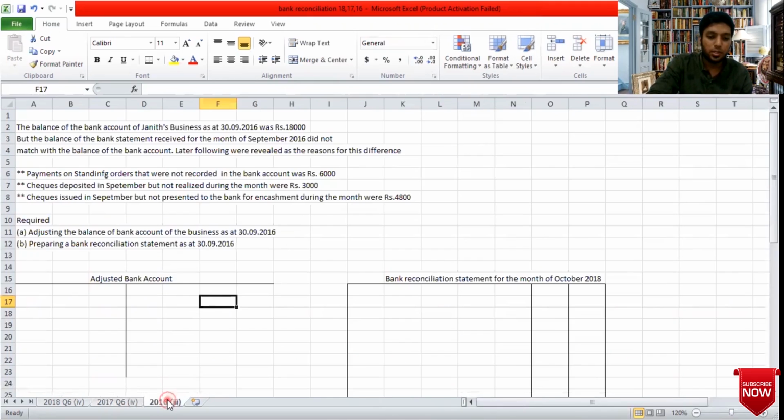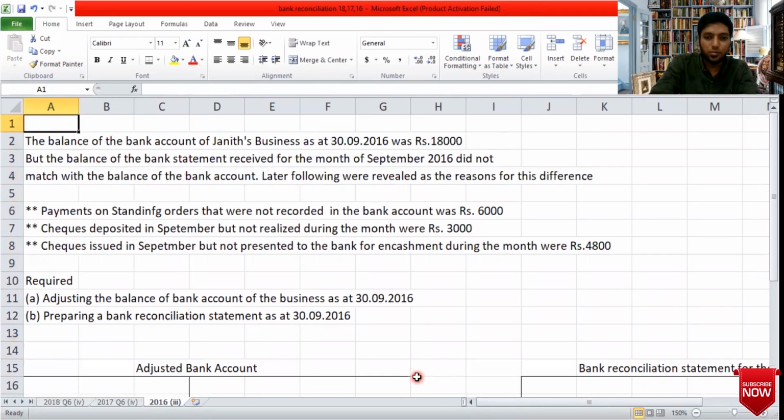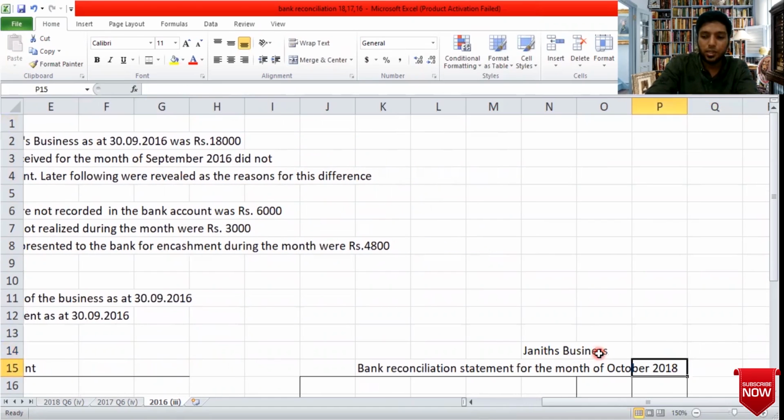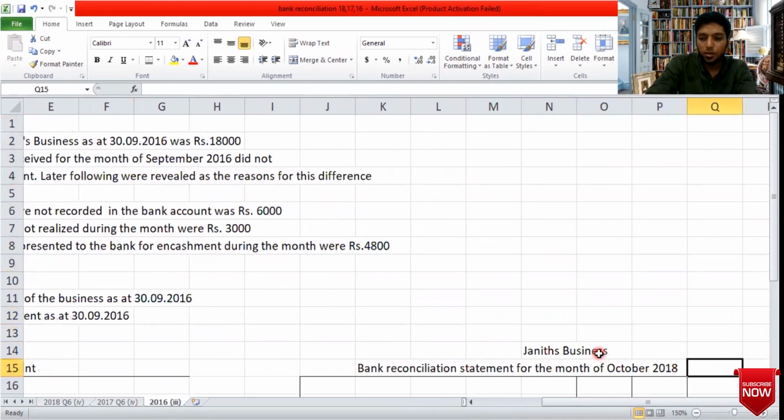So moving on to 2016. I'll zoom in a bit, the same as we did for 2018. Okay, so the balance of the bank account of Jani's business. So better I write Jani's business before the bank reconciliation statement. Name. And when is this business ending? Not October 2018. It should be September 2016. So I'll write here September 2016.